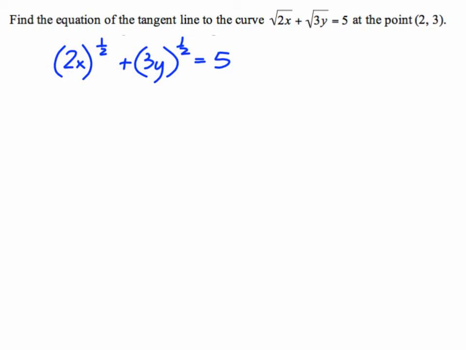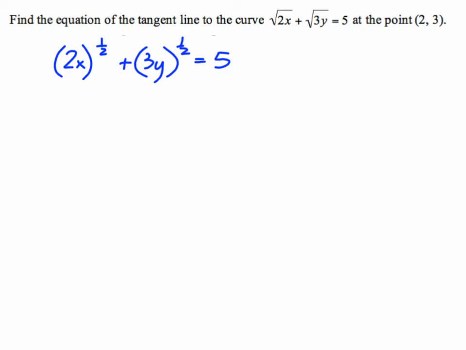Find the equation of the tangent line to the curve of the square root of 2x plus the square root of 3y equals 5 at the point (2, 3). So I'm finding the equation of the tangent line. The first thing that I'll need to do is express the equation, instead of with a radical, with an exponent of 1/2, so (2x) to the 1/2, (3y) to the 1/2, and I need to take the derivative of each term.